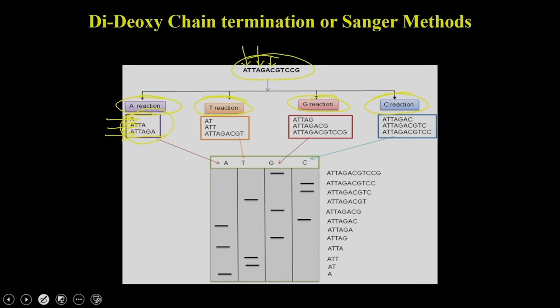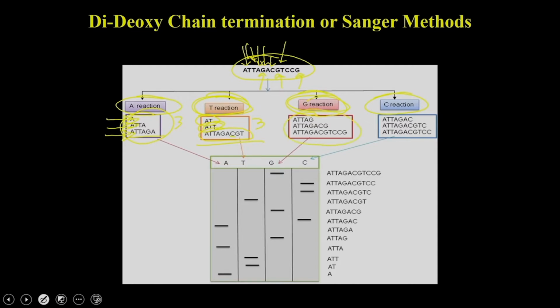Similarly, when you do the T reaction, it is going to terminate at every T, which means at all these T's it is going to terminate. That is how it gives you AT, ATT, ATTT, AGA, CGTT. So you are going to get 3 fragments here as well. In the G reaction, it is going to terminate at every G. So it terminates at this point, at this point and at the last point. That is how you get all these fragments.